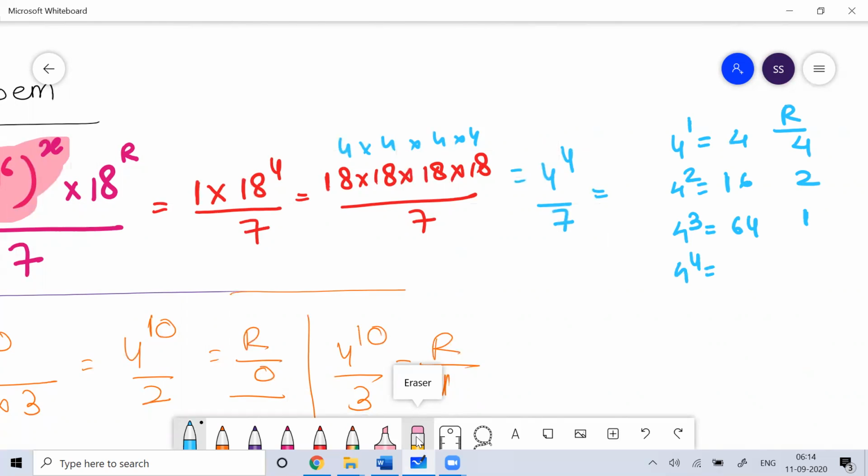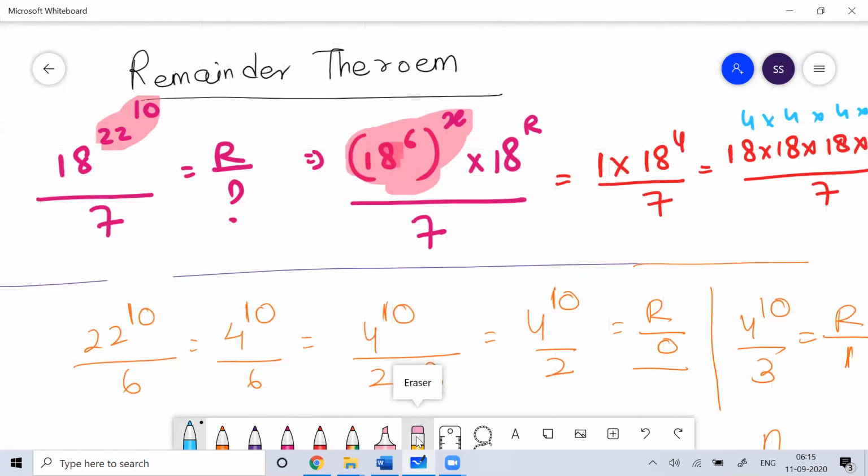4 to the power 4 is 256. When I divide by 7, I get a remainder of 4. So ultimately, what is your remainder? The remainder for you is 4. You got the logic, right? This is the logic you need to use. So the answer for this problem is actually 4.